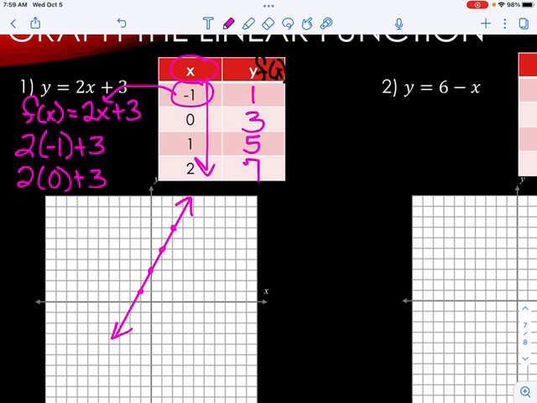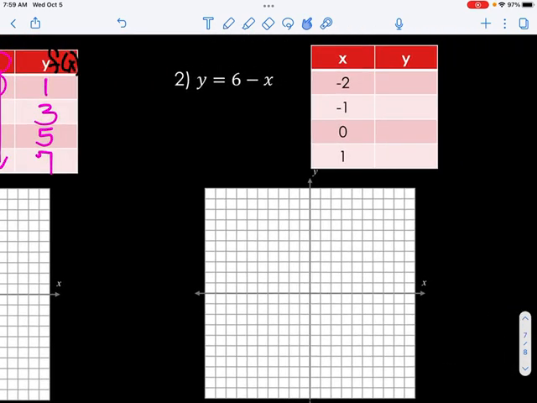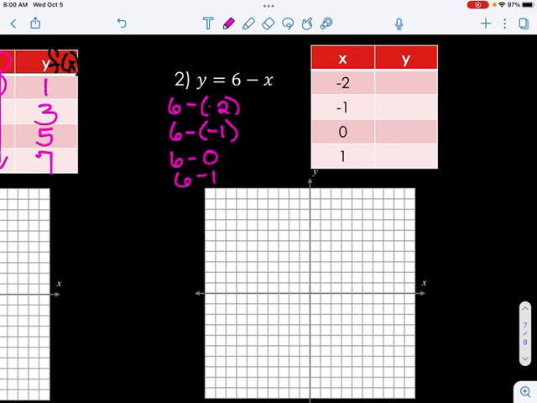So if you look at the last 2 slides, we're basically doing the exact same thing. It's just how it's presented to us. So on this one, let's try again. We're going to take our x's, we're going to plug them in. So the first one is 6 minus negative 2, 6 minus negative 1, 6 minus 0, 6 minus 1.